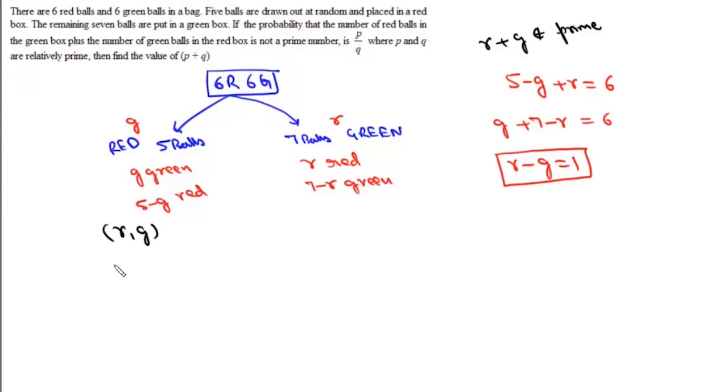Now R could be 1 and G could be 0. Now in this case, R minus G is 1 and R plus G is not a prime number. So we're going to select it. It could be 2, 1 and 2 plus 1 is 3. We are not going to accept it. Now 3, 2, it is also prime.